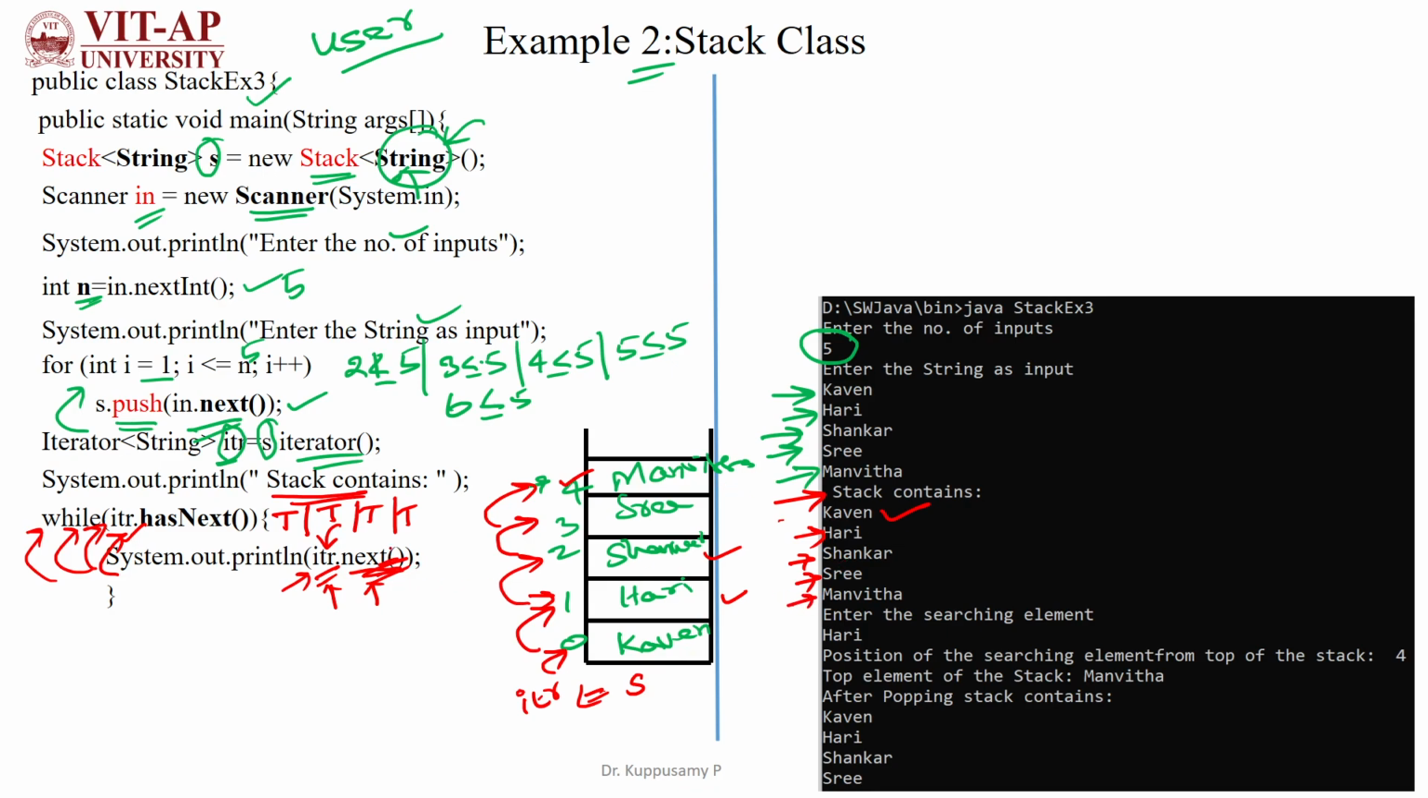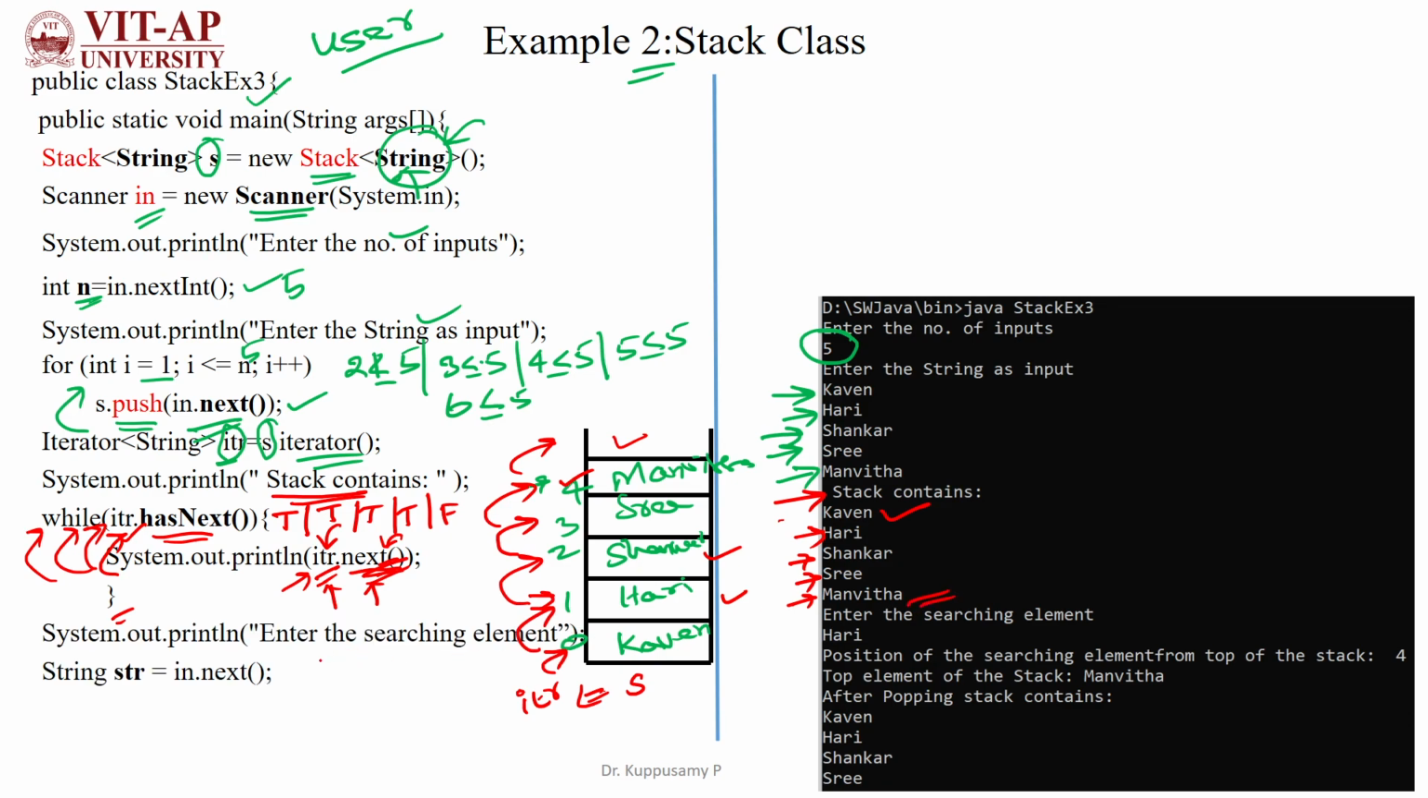Then it is moving to the next position, and the next position is empty. Now it is checking itr hasNext, no, because there is no value, so it is returning false, and it will come out of the loop. So until here it is displaying the values.